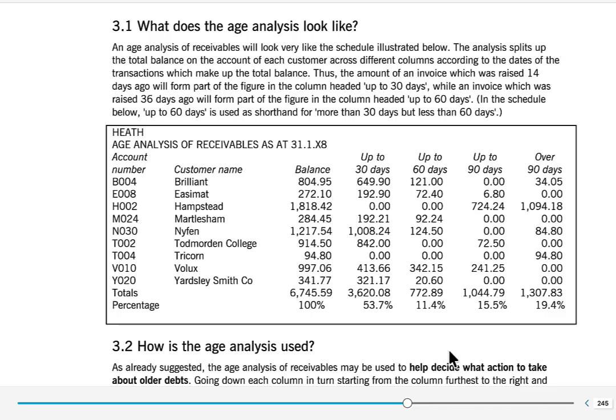What is this report? In one sentence. An age analysis of receivables is a schedule that lists each credit customer and splits what they owe into time bands based on how long the debt has been outstanding.